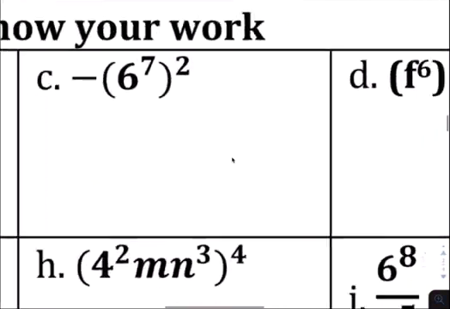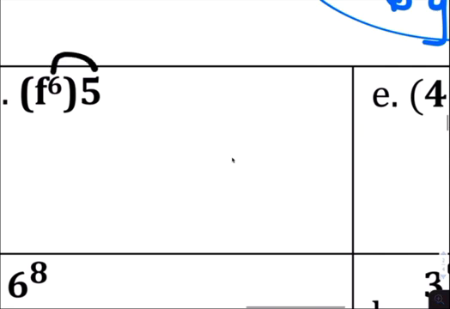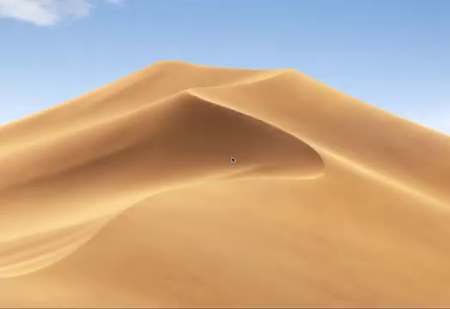Okay, this is a negative. Distribute, that's power to a power, 6 to the 14th. No negatives, so you don't have to worry. F to the 30th. Distribute because of the parentheses. Okay, distribute because of the parentheses.